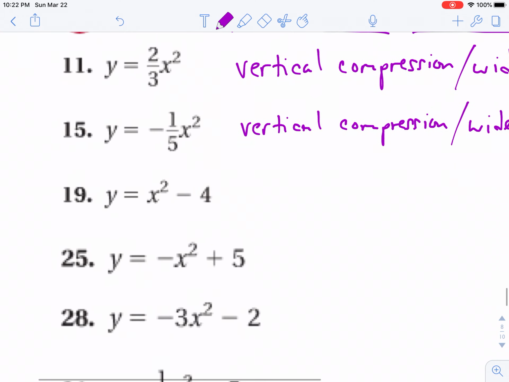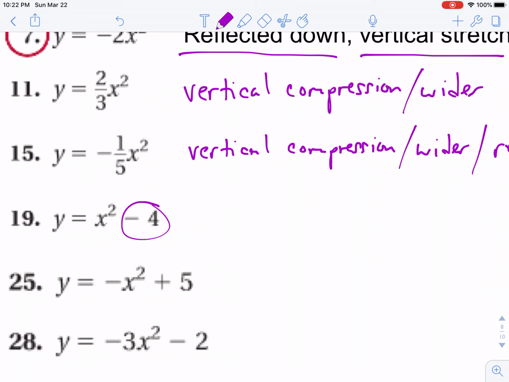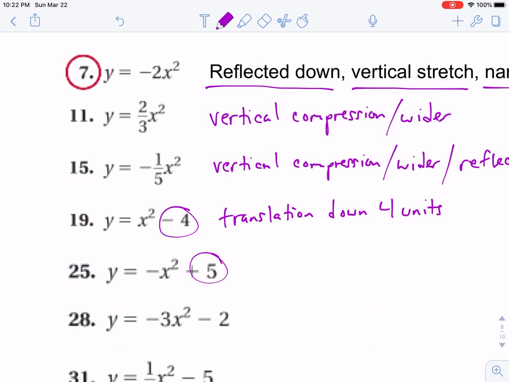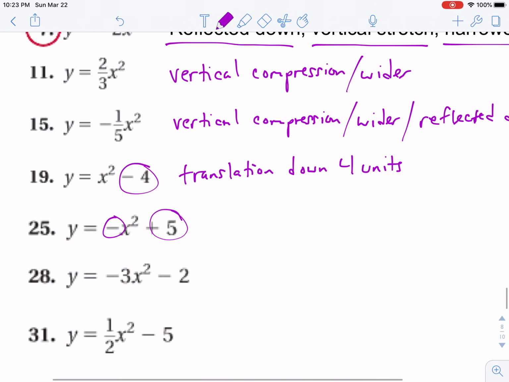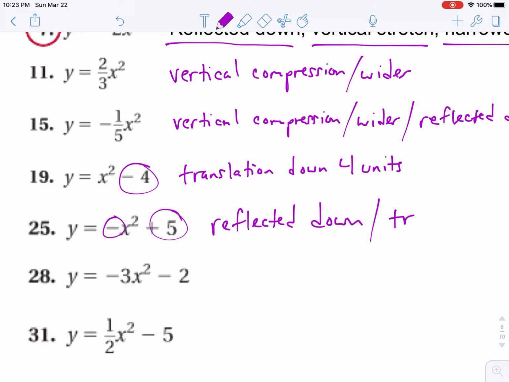Okay? This one, the only thing going on here is that piece right there, that's a vertical translation by 4 units. It's going to be a translation down 4 units. That's typically how those numbers work at the end. They move your vertex up or down. This one's another one translated up 5 units, and you see a negative sign here. So it's going to be reflected down, and it's going to be translated up 5 units.